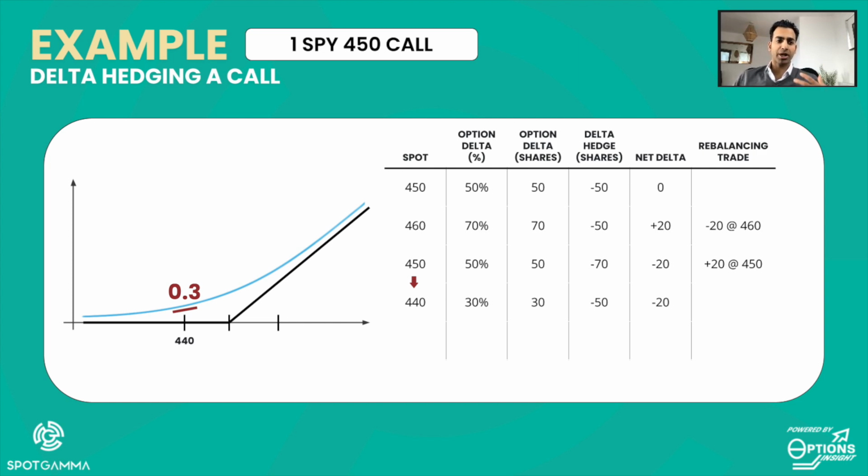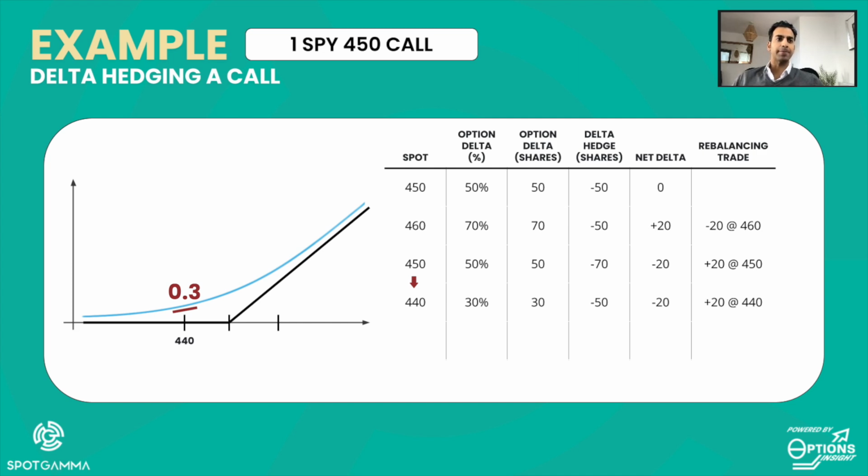Every time the market moves, we have a change in delta that's happening. That change in delta is because this call option doesn't have the same delta for different levels of spot. What are we going to do about it? We're going to buy back those shares at the spot price of 440.